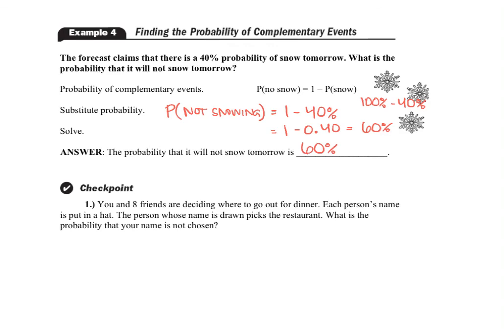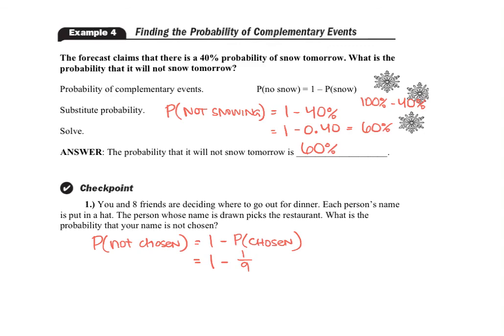Let's do one last one. You and 8 friends are deciding where to go for dinner. Each person's name is put in a hat. The person whose name is drawn picks the restaurant. What is the probability that your name is not chosen? Well, the probability that you are not chosen would be 1 minus the probability that you are chosen. Because again, one or the other of these events is going to happen. You're either chosen or you're not chosen. So they're complementary.